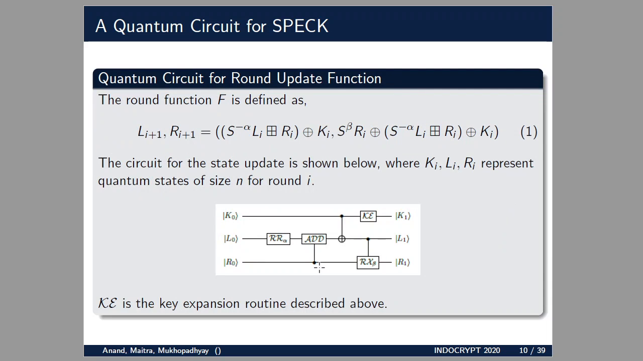Now the quantum circuit for the round update function. The round update function f is defined like this. The circuit for this state update is shown below, where ki, li, ri represent the quantum states of size n for round i. So this K0 is the first key, the key that we have. This L0 is the left part of the plain text and this is the right part of the plain text. Here is this RR alpha, rotated alpha times, then R0 is added to it, then key K is XORed in, which is then added to R0 and we get R1 and L1 in this way, and we can proceed later. Here KE is the key expansion routine which is described above.